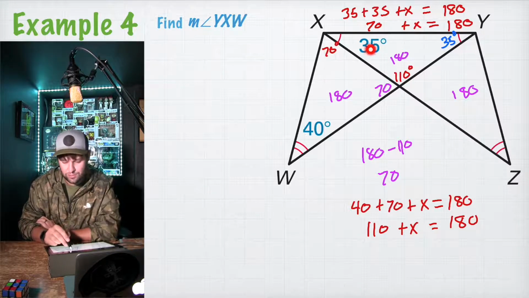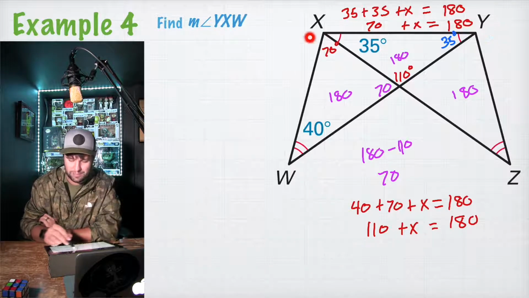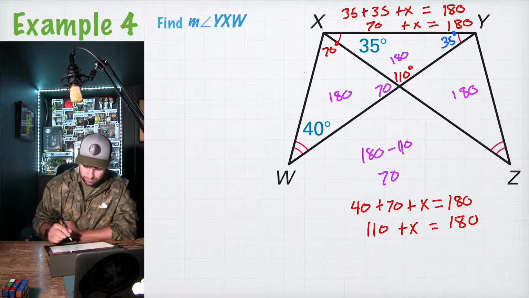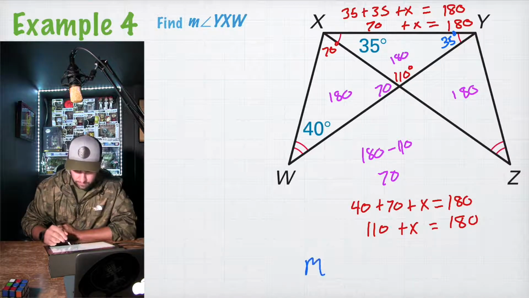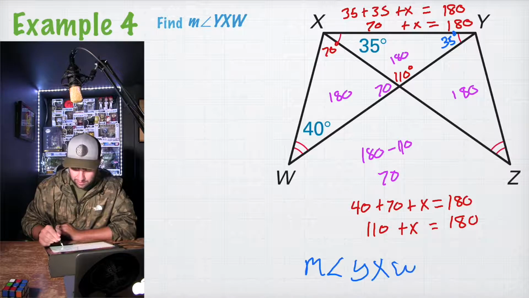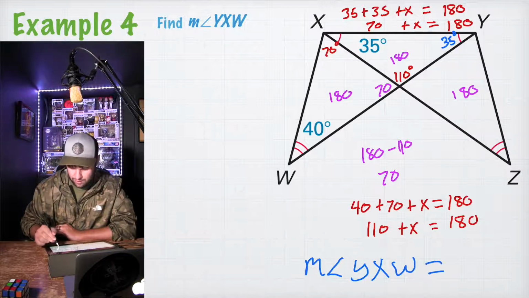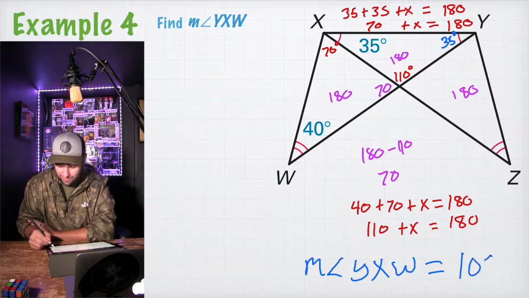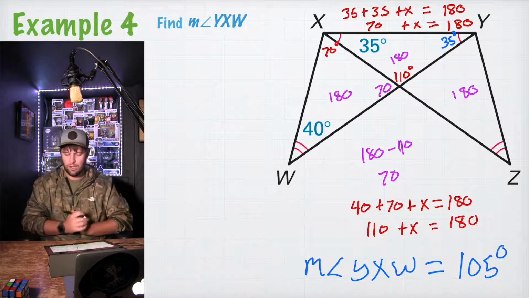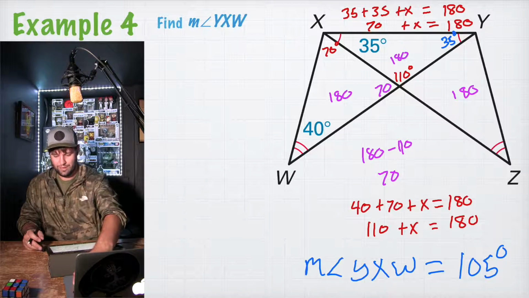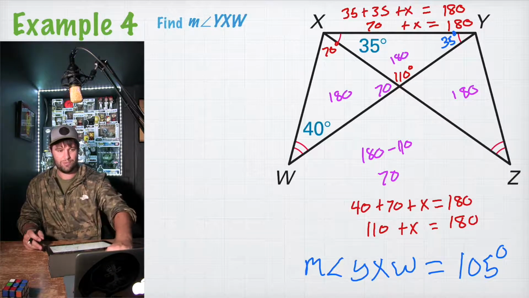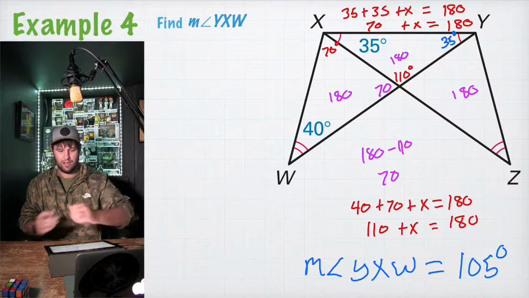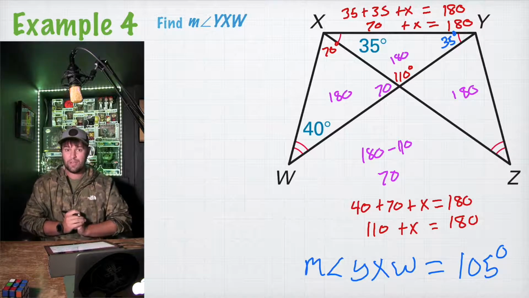This angle is 70 and this one's 35, and we want to know what they add up to equal. So the measure of angle YXW is equal to 70 plus 35, 105 degrees. And then we're done with that. That wasn't that bad of an example. I hope it made sense. Let's go ahead and keep going.